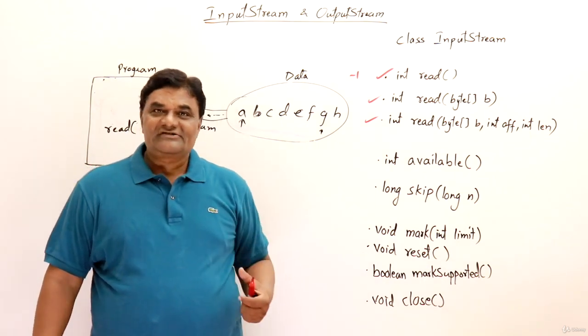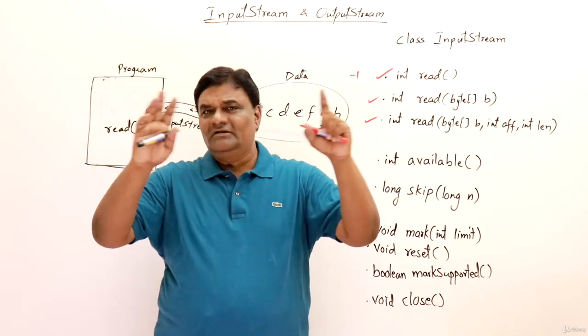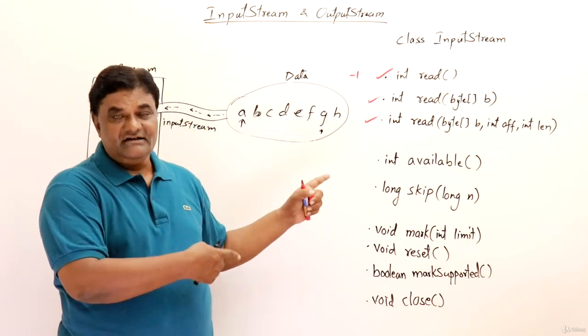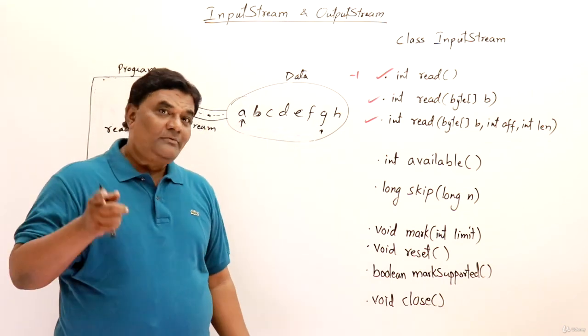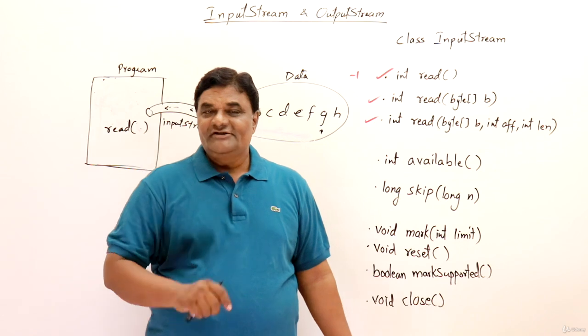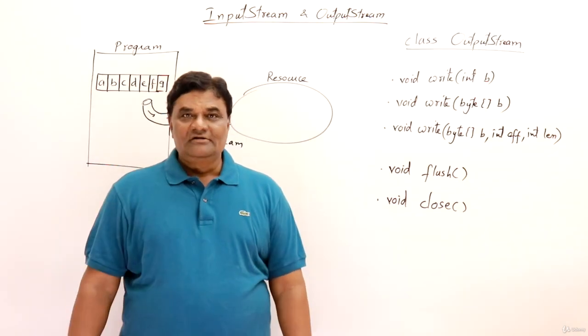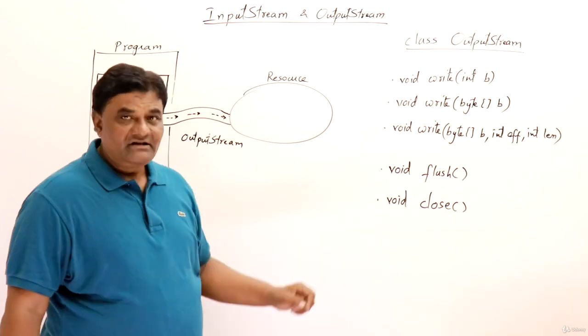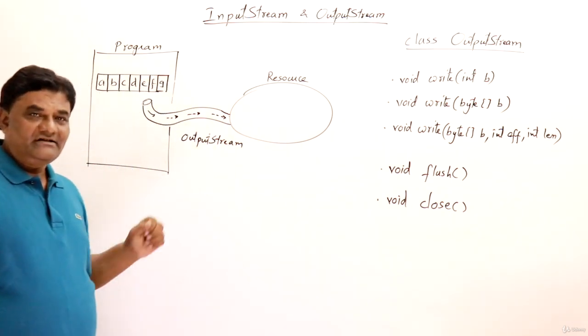So that's all about input stream. We have studied all the input streams because all of them inherit directly or indirectly from input stream, so we know about all of them. Next I will show you output stream. Let us look at the output stream class. Already I have written the methods, but before that let us understand the diagram.